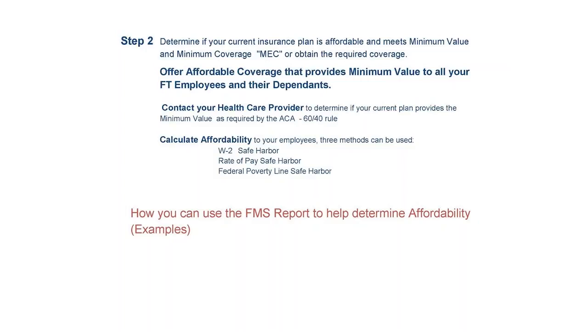Then the next thing to do will be to calculate the affordability to the employees. There's 3 safe harbors that can be used: a W-2 safe harbor, rate of pay safe harbor, and the federal poverty line. Basically, our report, or what we're going to show you here today, is using the rate of pay safe harbor. So with that, I'm going to let Chris continue. Okay, so again, as Bonnie said, we're using the rate of pay safe harbor.